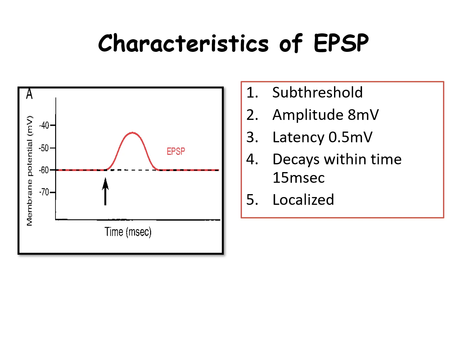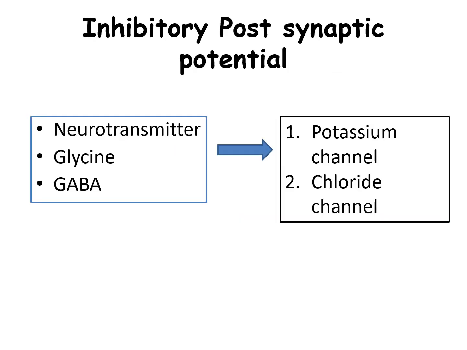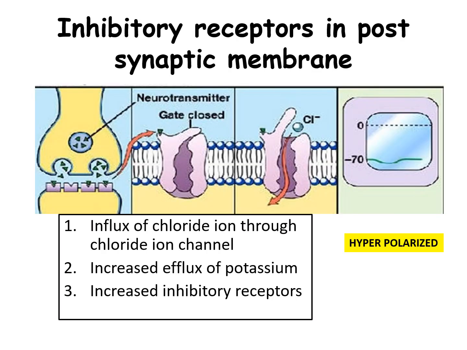So if we want to summate one potential with another potential, the time lag should not be more than 15 milliseconds. Similarly, when we talk about the inhibitory postsynaptic potential, the inhibitory neurotransmitters are glycine and GABA. They act on this channel to cause an increase in chloride influx, as we have talked earlier, and an increase in efflux of potassium. Potassium is more inside the cell. So whenever this potassium channel opens, potassium moves from the inside to the outside, leading to more negativity inside, which is known as the hyperpolarized state.